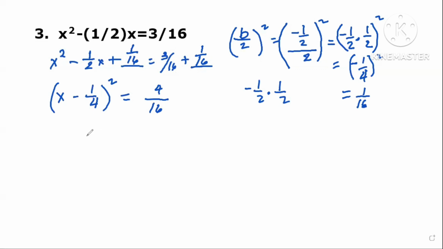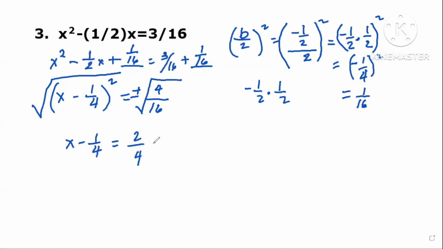Okay, so squaring both sides, so we have plus minus square root of 4 over 16. So x minus 1/4 is equal to, by the way, pwede itong i-reduce to lowest term, no? Pero mamaya na natin i-lowest term pagkakuha ng square root. Square root ng 4 is 2, and square root ng 16 ay 4. So that is equal to 1/2, no?